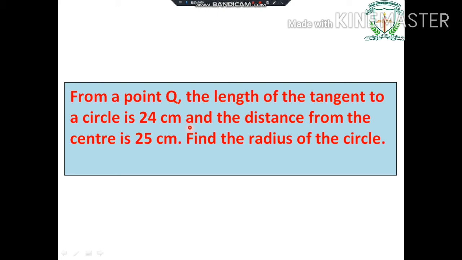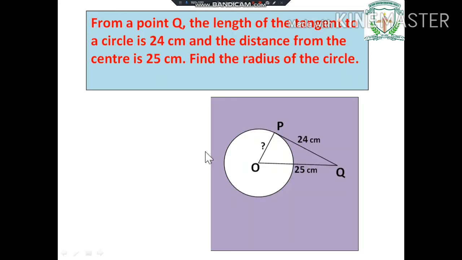Now children, you have to visualize the figure for it and try to draw the figure. When you draw the figure, you can solve the problem easily. Yes, I hope your drawing is ready. Yes, children, this is the drawing. Draw a circle and mark a point Q outside the circle. From Q, draw a tangent PQ and join OQ. Join OP also. Now this is your figure.